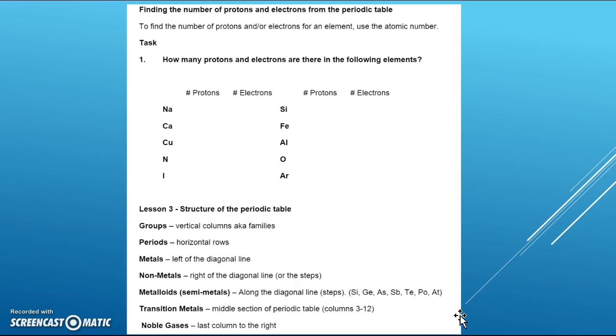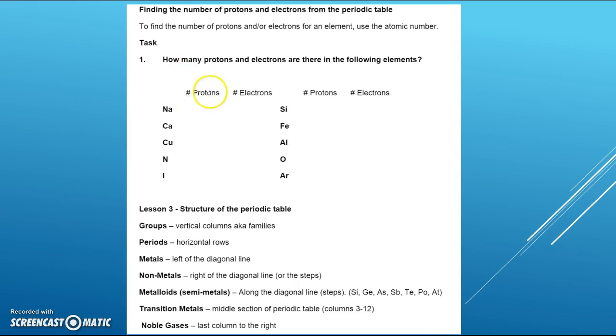Okay, so finding the number of protons and electrons from the periodic table. So to find the number of protons and or electrons for an element, you would use the atomic number. We are assuming that all of these are neutral, which is why they would have the same number of protons and electrons. So we're going to go through this example here. If you look at your periodic table, that's in the beginning of your note packet, you can look for sodium. So it's going to take you a little bit of time at the beginning to find where everything is in the periodic table, but trust me, you'll be amazed as the year goes on. You'll know where things are. You'll memorize it pretty quickly just from using it all the time.